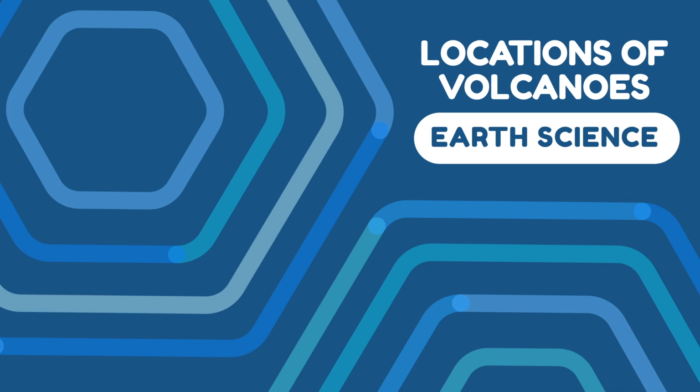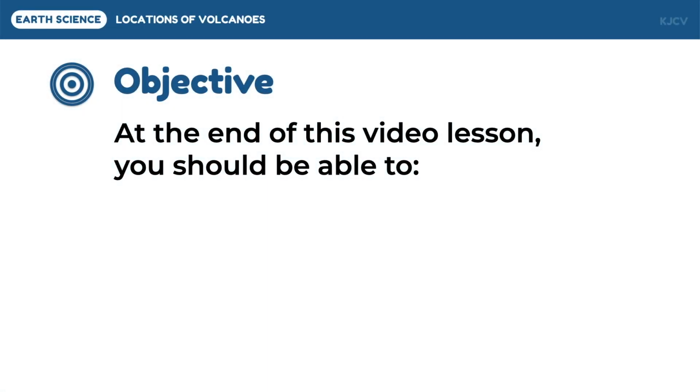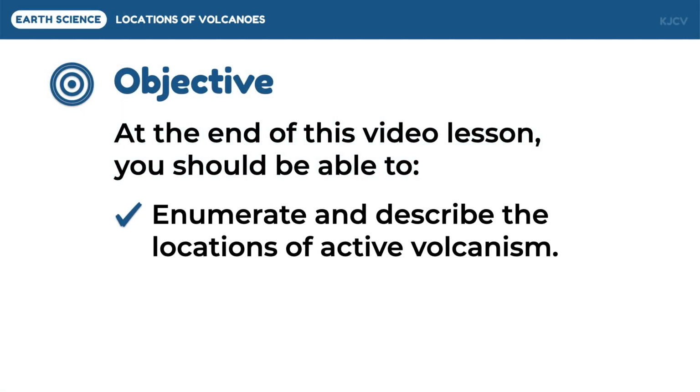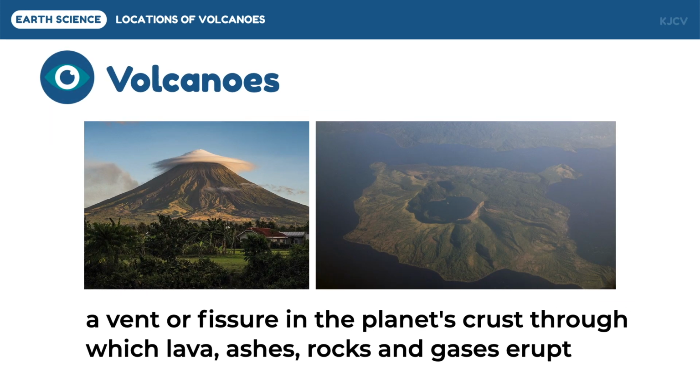In this lesson, we are going to discuss the locations of volcanoes. At the end of this video lesson, you should be able to enumerate and describe the locations of active volcanism. Volcanoes are areas on the Earth's crust in which lava comes out.